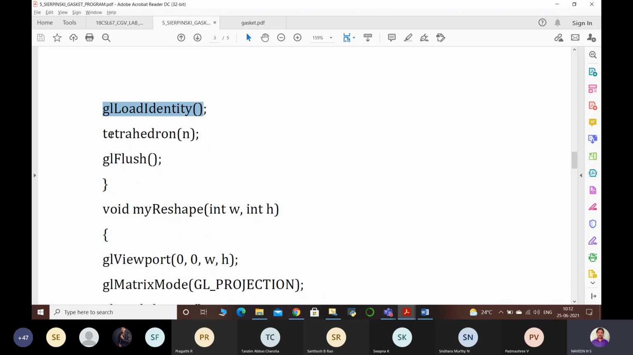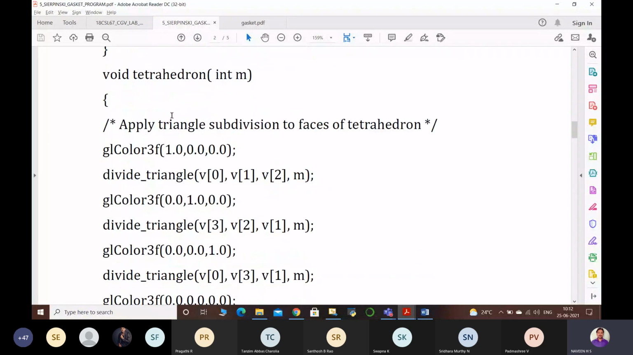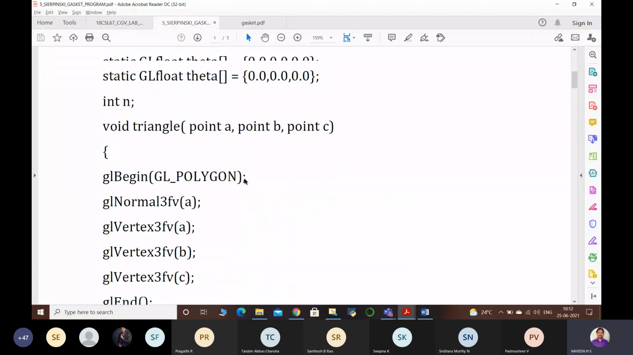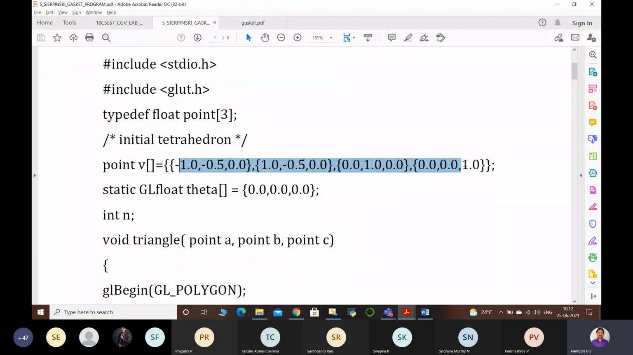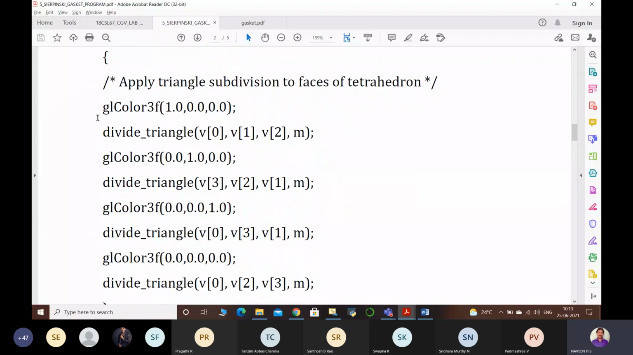Once we have cleared our buffer and all the matrix, next we will call the tetrahedron function. So the control will go to the tetrahedron function here. So void tetrahedron int m. Here we have already considered the vertices values, what is v of 0, v of 1, v of 2, right? At the beginning only we have specified all the vertices values in my program. So those values I am just using here.